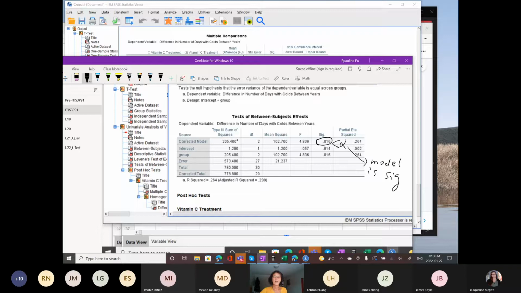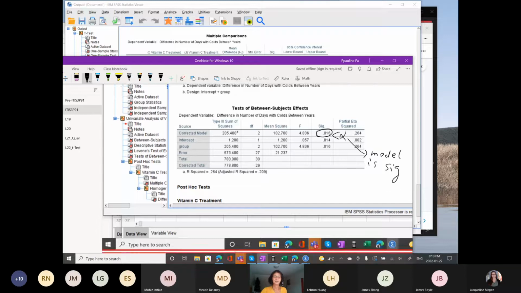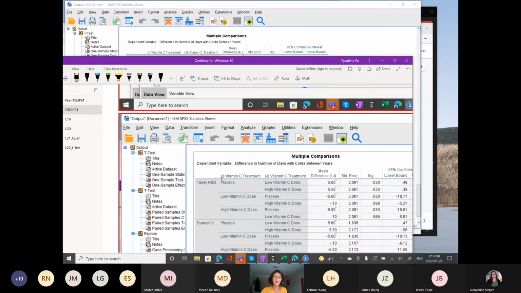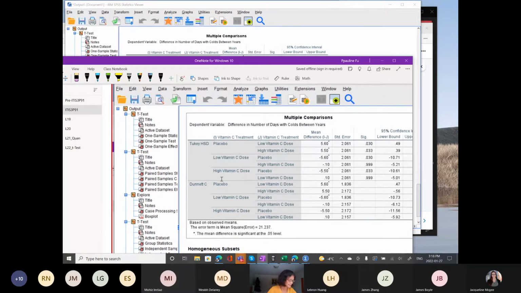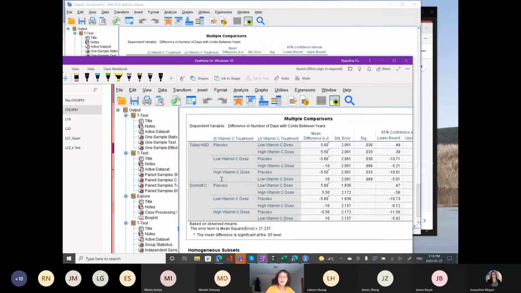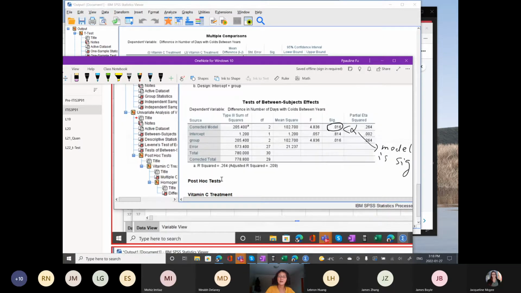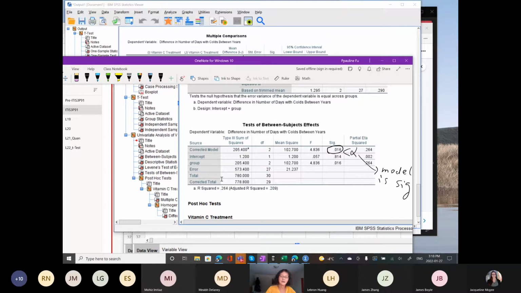Okay. And then you have, let's see, you have partial eta here somewhere. I see. Partial eta. The partial eta squared for the group is 0.264.